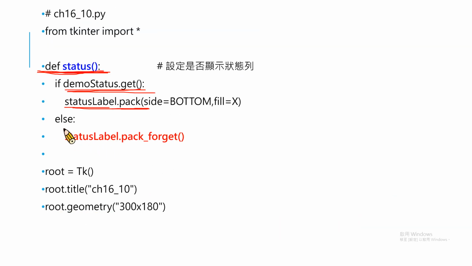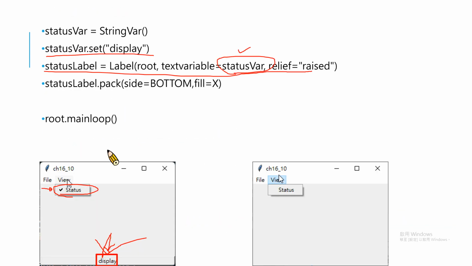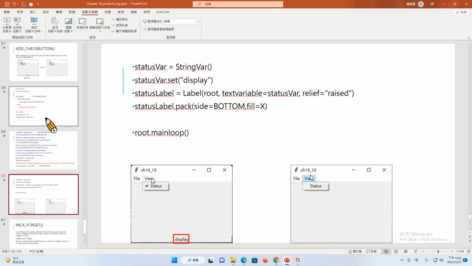So if the check button is not checked, the else branch is executed. We execute status label pack forget. You should learn that. Pack forget means that we hide this widget. So it means that if the check button is unchecked, then we hide the status label. Okay, so this is the program. Let's run it.